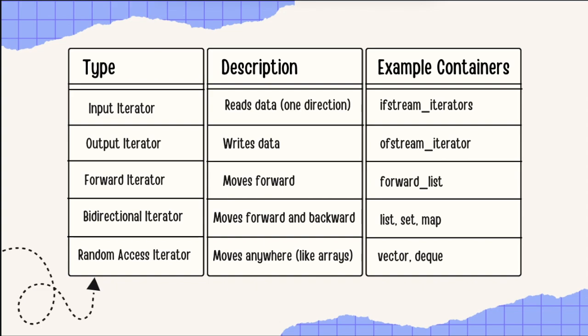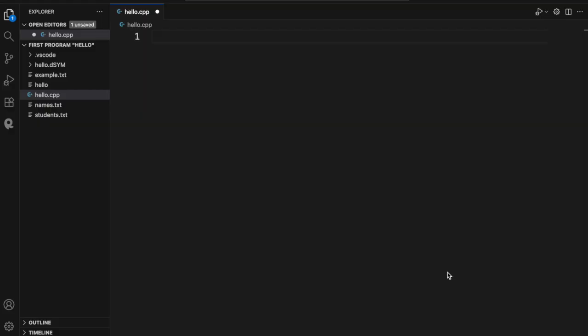C++ has different types of iterators based on what operations they support. These are automatically handled by STL containers. You just use begin function and end function. There are also special iterator functions like rbegin, rend, cbegin, and cend. Let's see how they work.